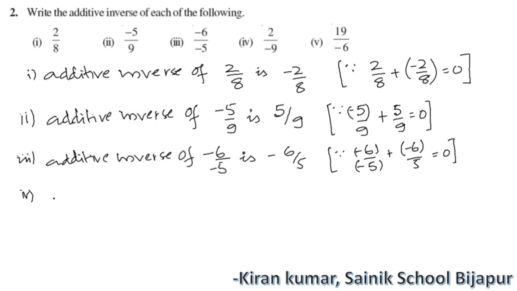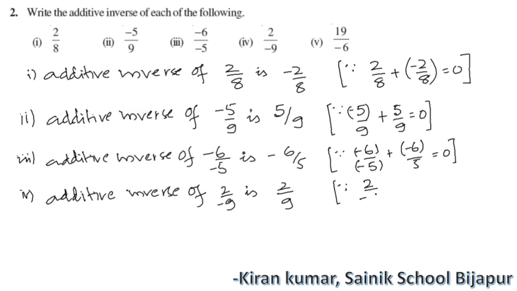Fourth one, additive inverse of 2 by negative 9 is positive 2 by 9. The reason is this negative 9 in the denominator can be written as negative 2 upon positive 9. So when we are going to add with positive 2 by 9, the sum becomes equal to 0.